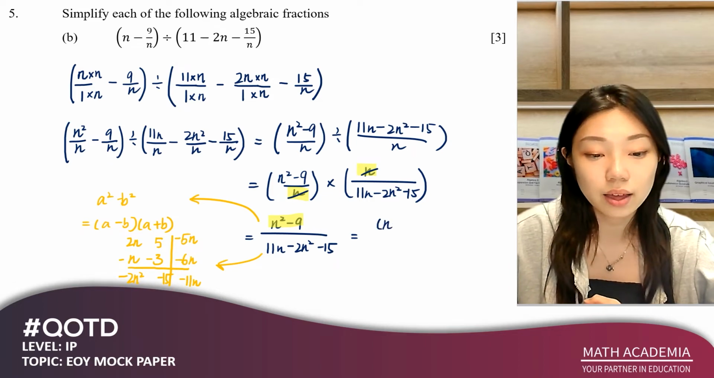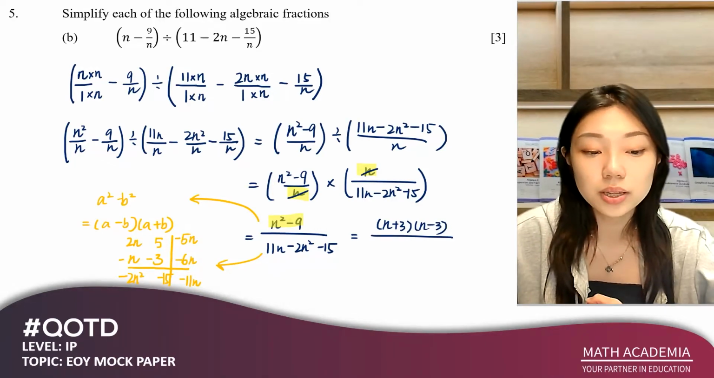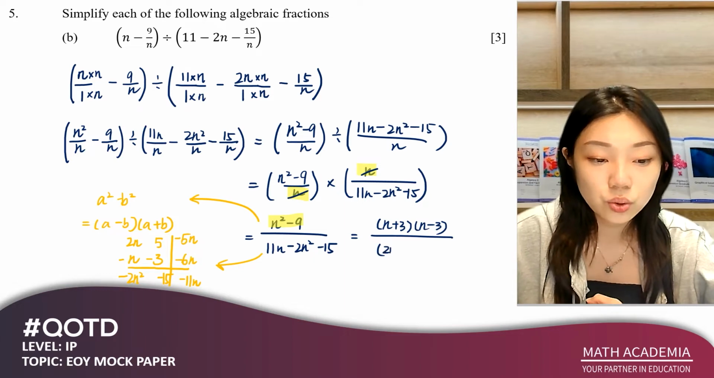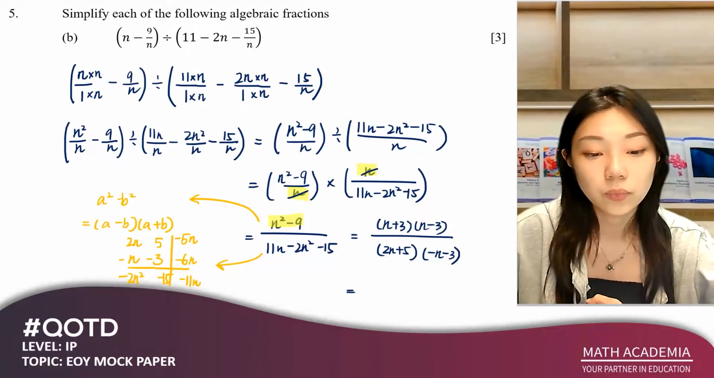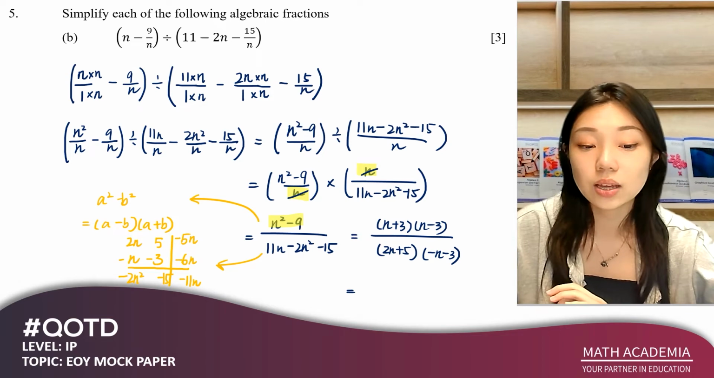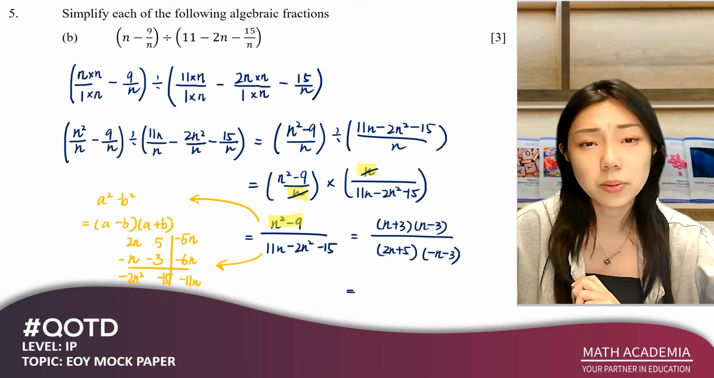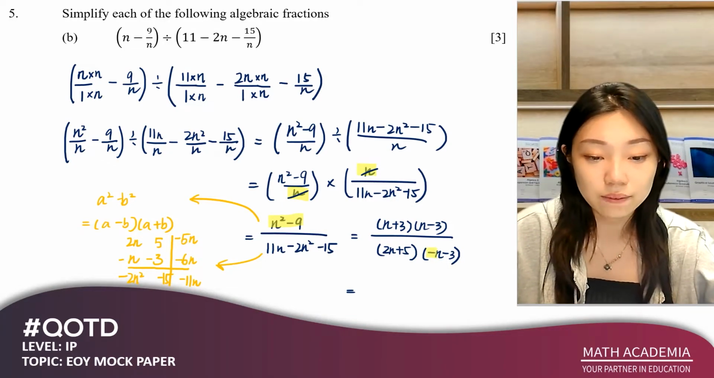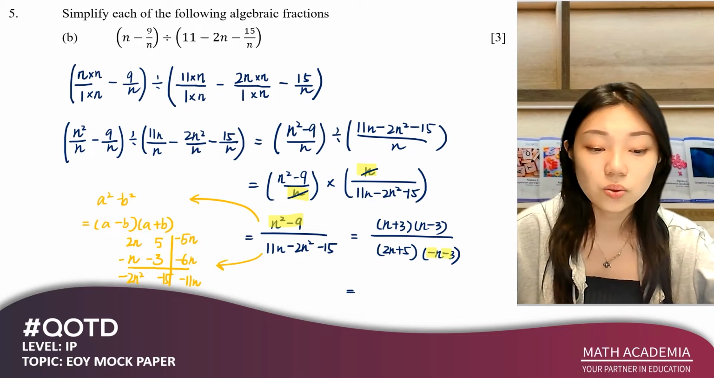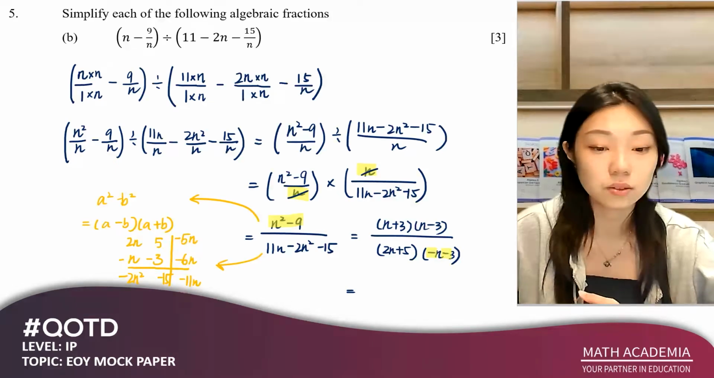For my numerator, I have n plus 3 multiplied by n minus 3. For my denominator, I have 2n plus 5 over negative n minus 3. Okay, so by studying what we have, we realize that we have something very similar in our denominator and numerator. But something is wrong. The term is different, right? Here, I have negative n minus 3. So I cannot just cancel it out. But what about if I factorize out my negative 1?